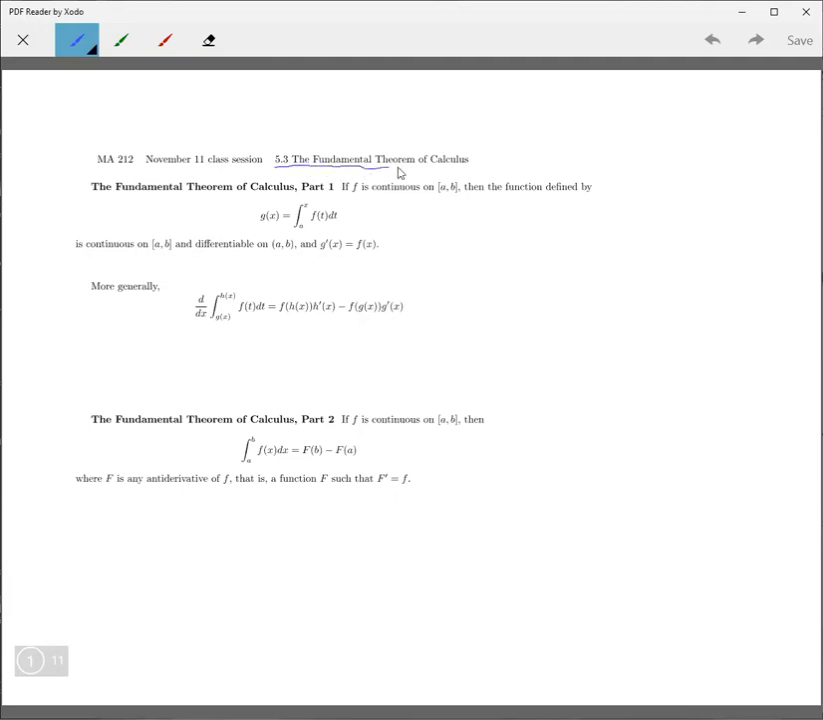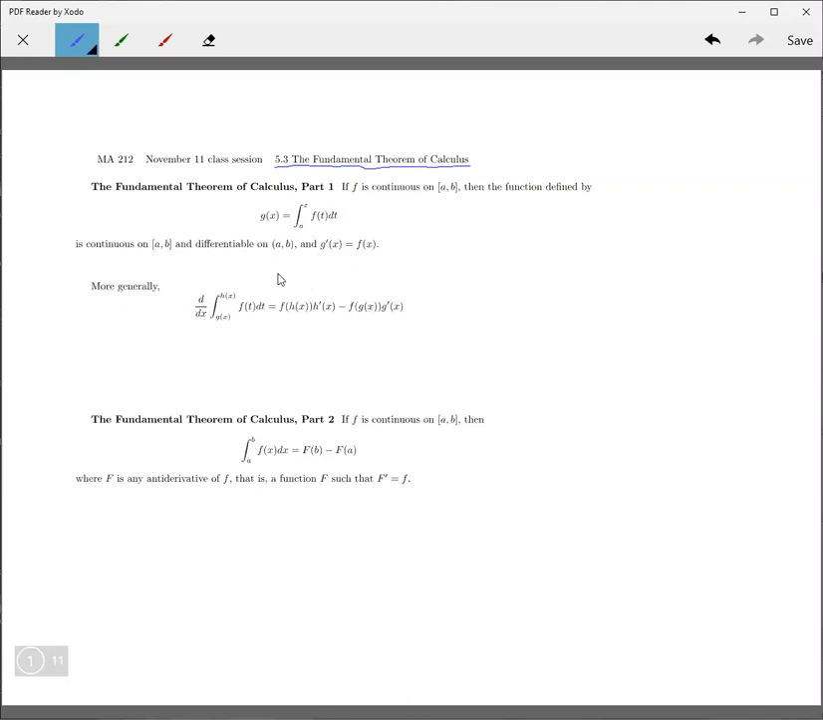The fundamental theorem of calculus. Now this comes in two parts. The first part is that if f is continuous and g is defined to be the integral from a to x of this continuous function f of t, then this function will be continuous and differentiable, and the derivative of g will be f of x.